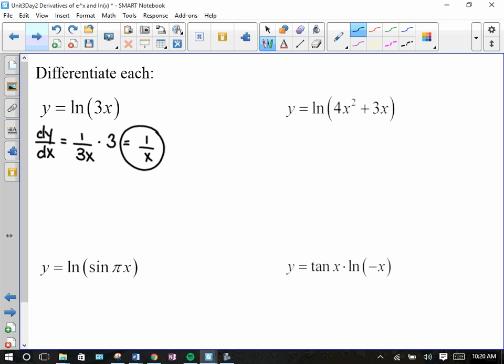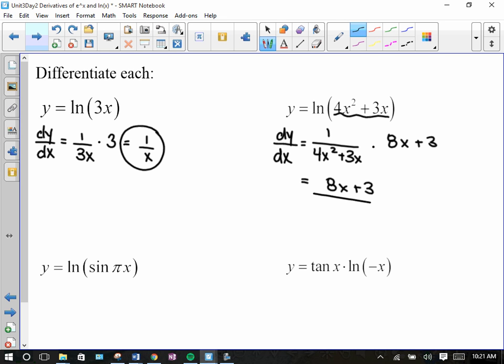Alright. So that's good. Look at this one. So y equals the natural log of 4x squared plus 3x. So it's going to be 1 over 4x squared times the derivative of that. So what's the derivative of 4x squared plus 3x? 8x plus 3. So our answer is 8x plus 3 divided by 4x squared plus 3x.